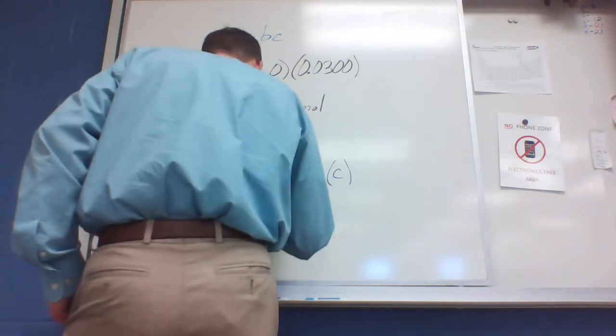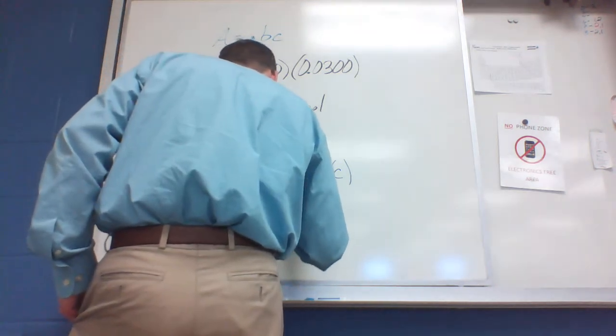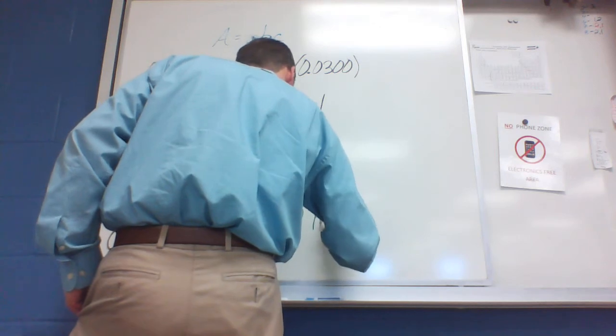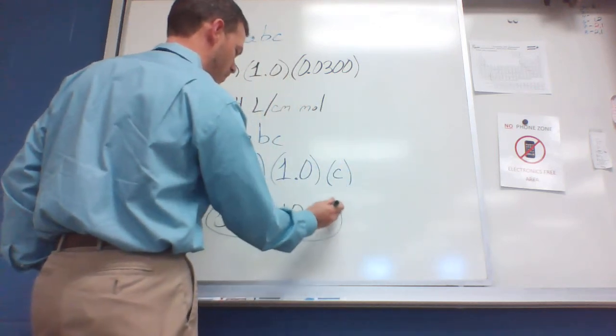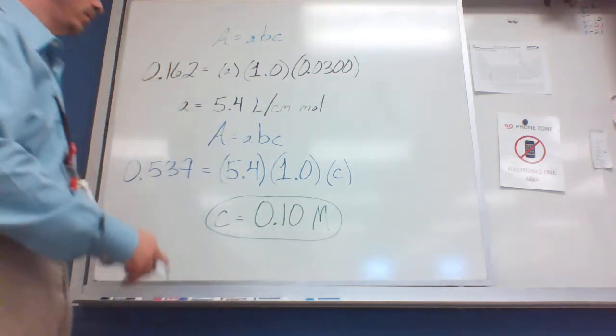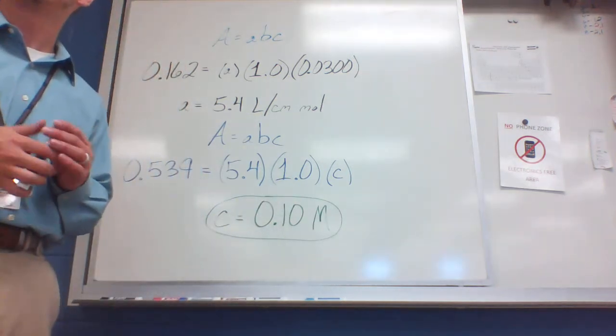Anybody want to put an answer in? Yeah, 0.10. Wait, what? Why? I got 0.09. Yeah, but you have to round it. Well, you can only have 2 sig figs, though. It should bump itself up.